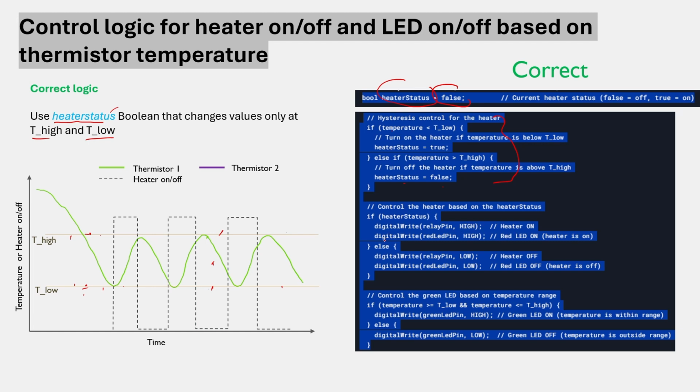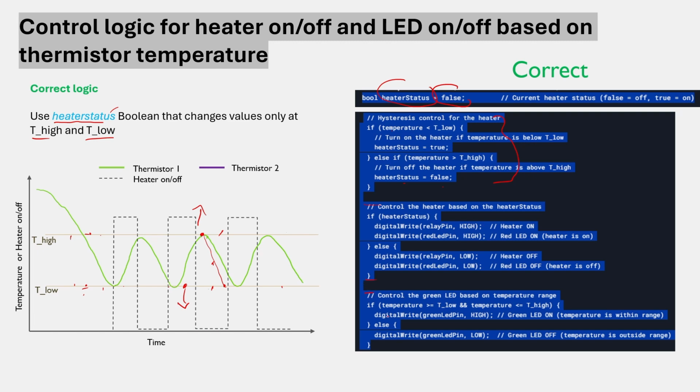And the red LED should stay on when the heater is on, okay? Else, if the heater status is off, the heater should be off and the LED should be off, okay? So this will only happen here and here. So if it's turned on here, it'll keep going until it's turned off here, and it'll keep going until it's turned on back again here, okay? So it doesn't say anything about in between.